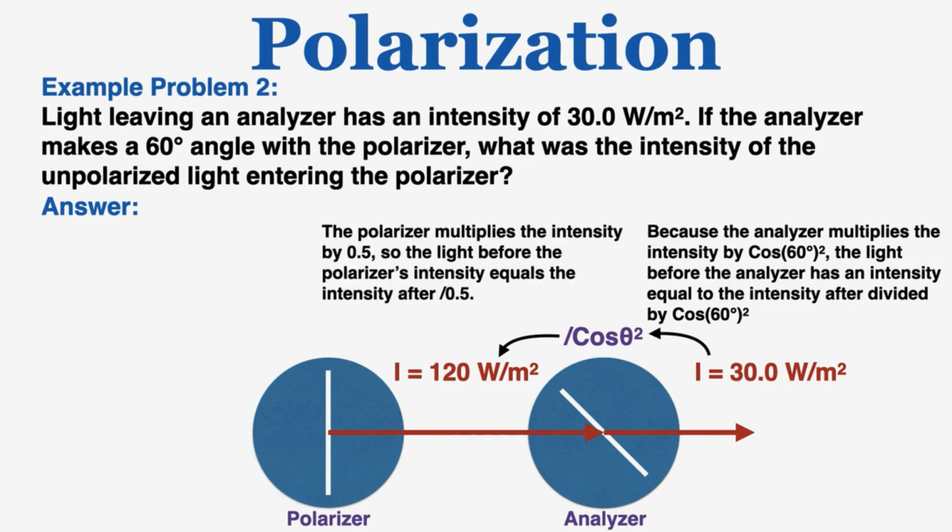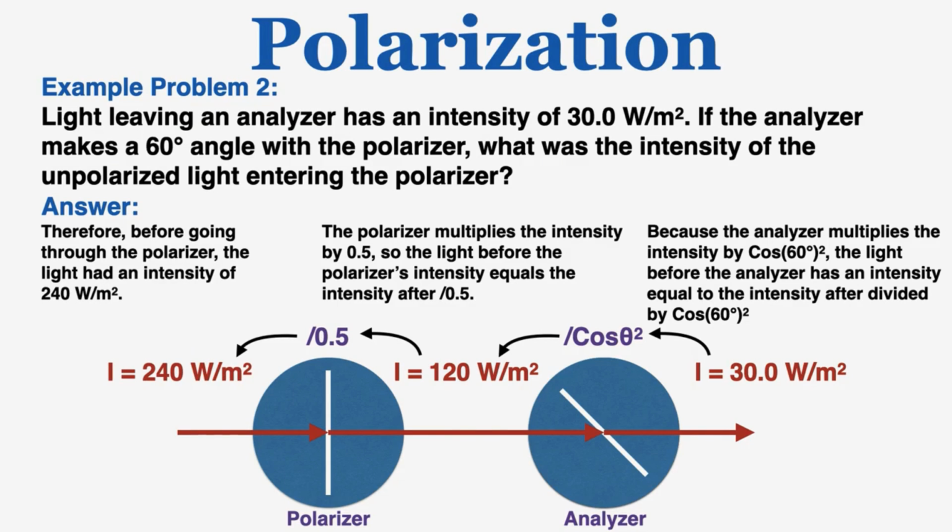And the polarizer multiplies the intensity by 0.5, so the light before the polarizer's intensity equals the intensity after divided by 0.5. So we're just working backwards here. Therefore, before going through the polarizer, the light had an intensity of 240 watts per meter squared.